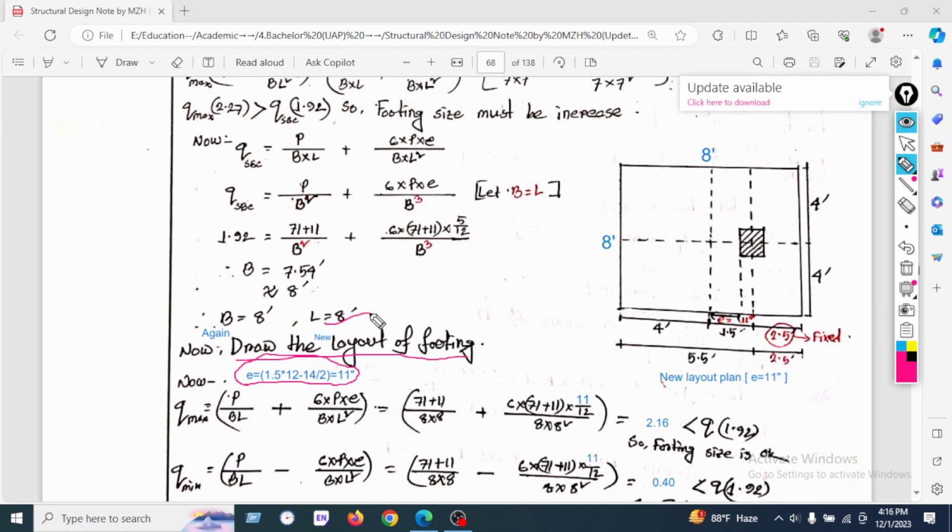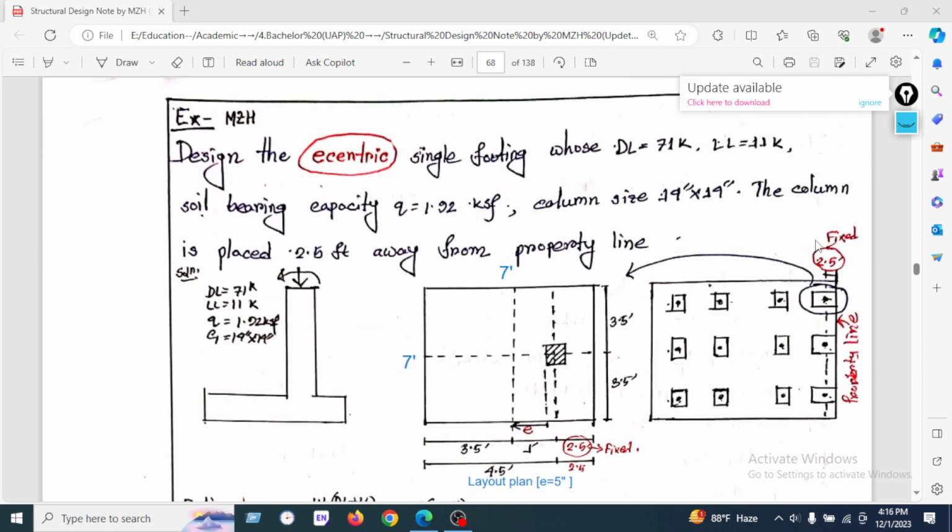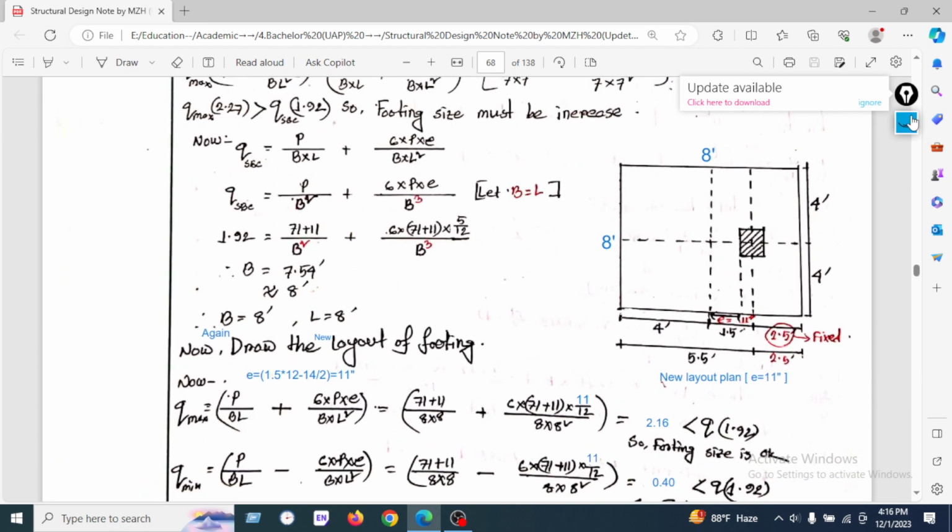We have found 8 feet by 8 feet. Here is 8 feet and 8 feet. So we have divided two portions. Here is 4 feet and another is 4 feet. So 4 feet is here, and another 4 feet. We have shown the other value: the right portion will be 4, but 2.5 is fixed because of our property line that we have shown here. The property line is 2.5 feet away. So that's why our 2.5 feet is fixed.